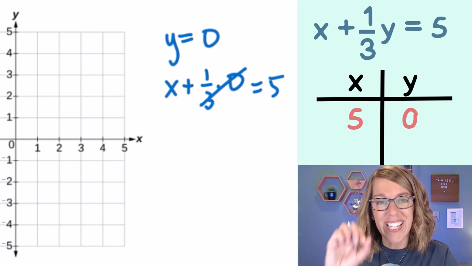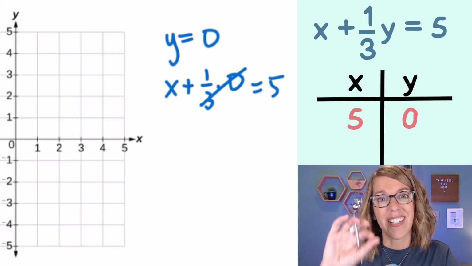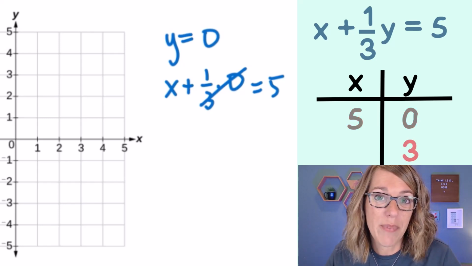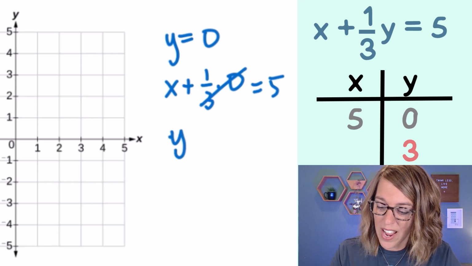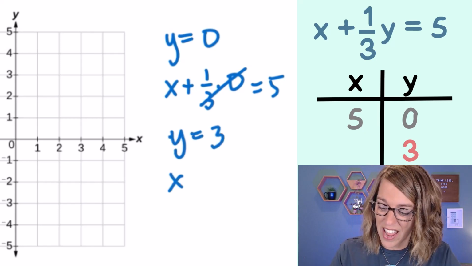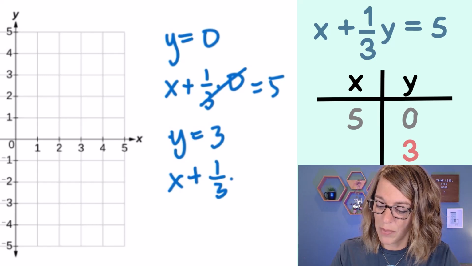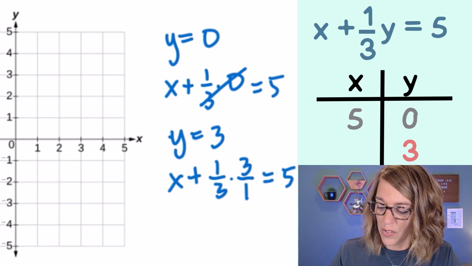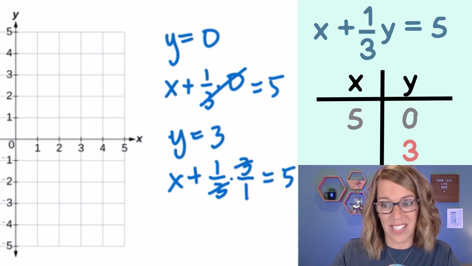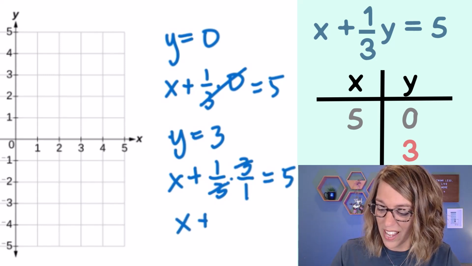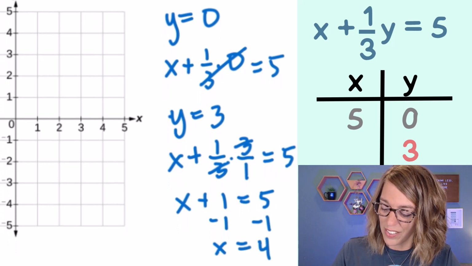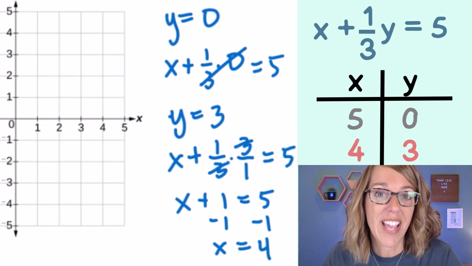Now, another really easy way to get rid of that fraction is to multiply it by something that we can cancel the 3 with. Let's let y be a 3. So if y is equal to 3, I get x plus 1/3 times 3, and you can think of that as a 3 over 1, is equal to 5. Now those 3's cancel, but something divided by itself is 1, so I get x plus 1 is equal to 5. If I subtract 1 from both sides, I get the x coordinate that goes along with y equals 3, and that's going to be x is equal to 4.